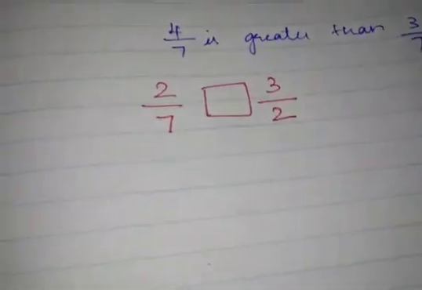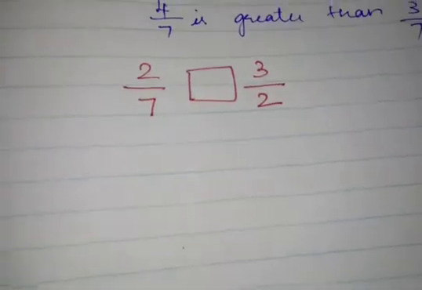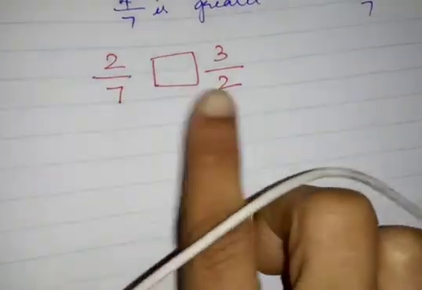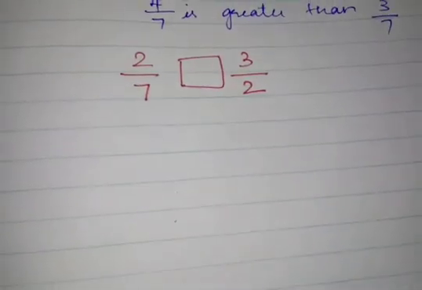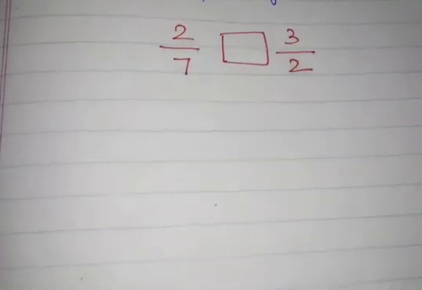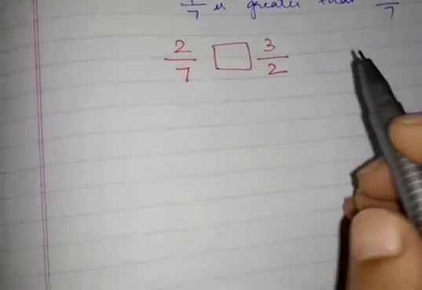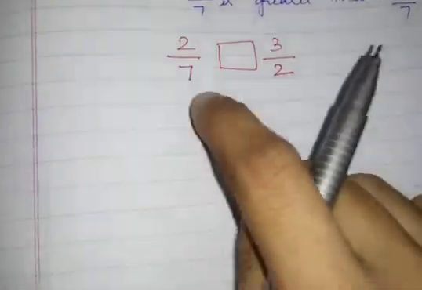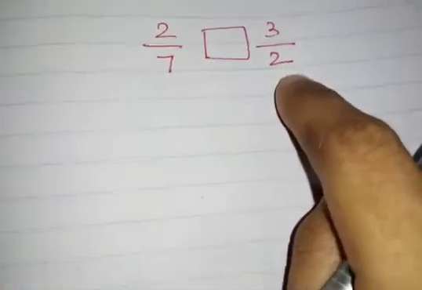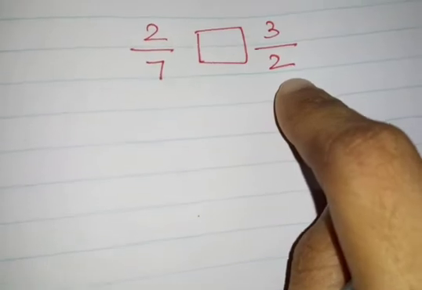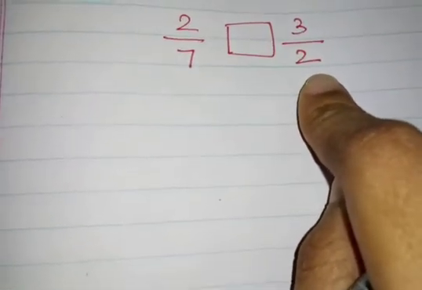Comparing is possible only when the fractions are like fractions, but these two are unlike fractions. So what will you do, children? You can make them like fractions. How will you make them like fractions? You will make both the denominators the same. There are many methods to make both the denominators the same, but we'll use the LCM method.